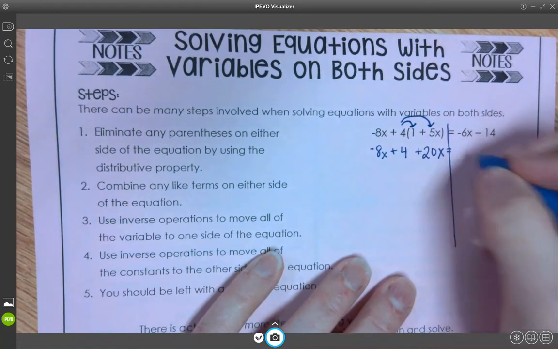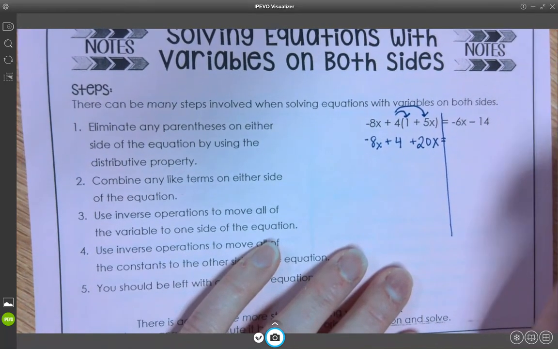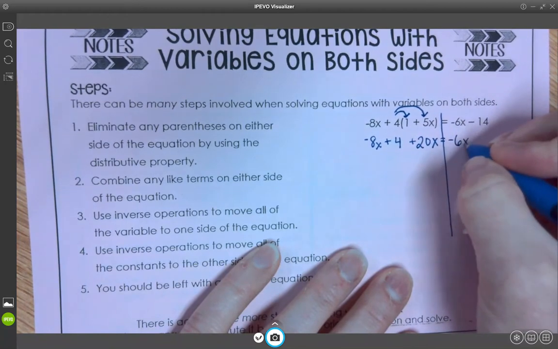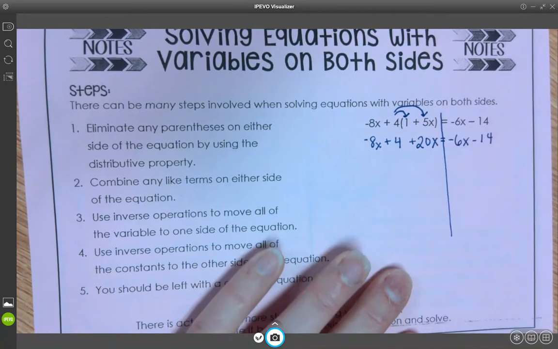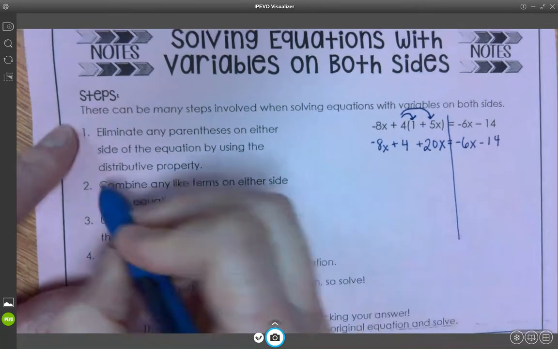Equals. Right-hand side, nothing to do. All we got to do is carry it down. So we eliminated the parentheses using the distributive property.